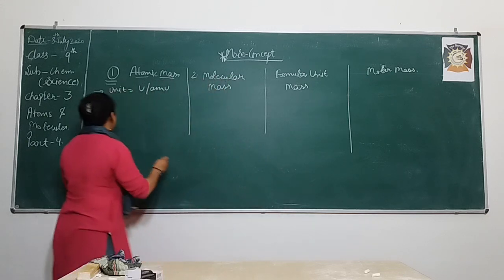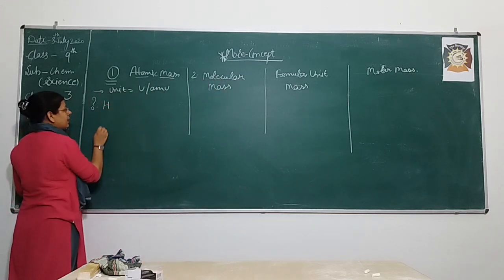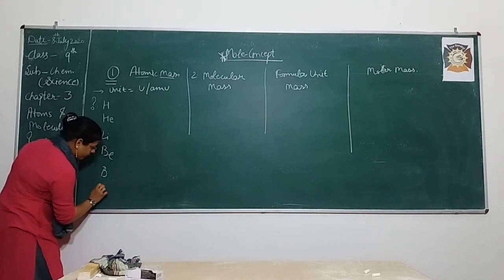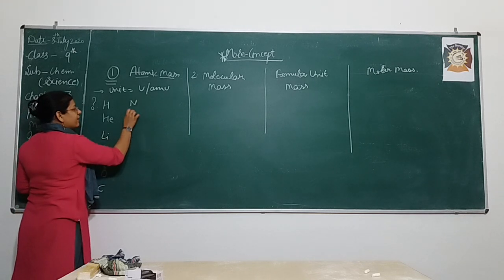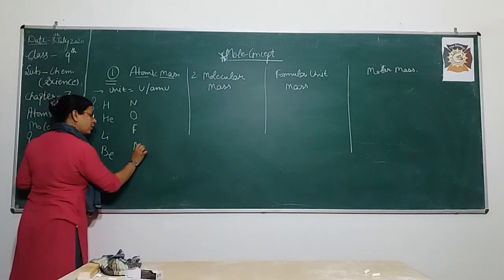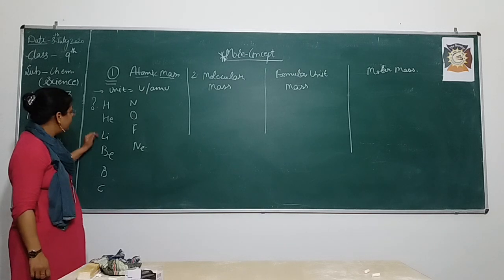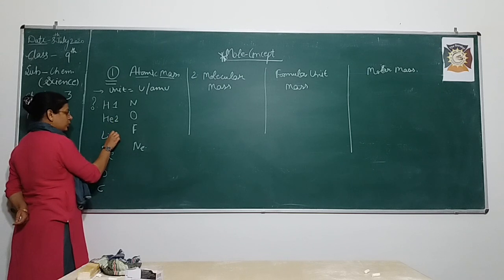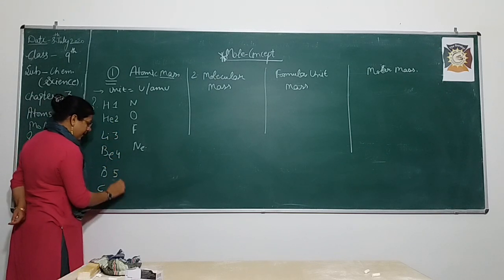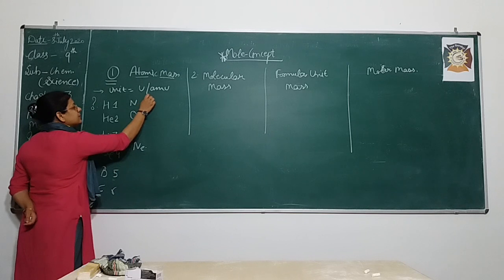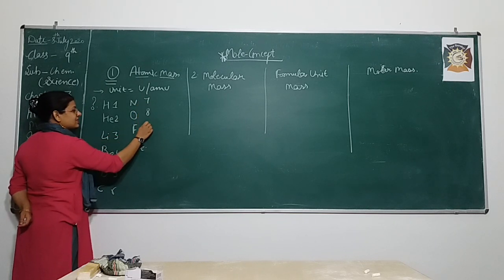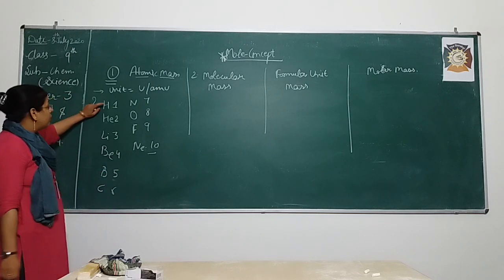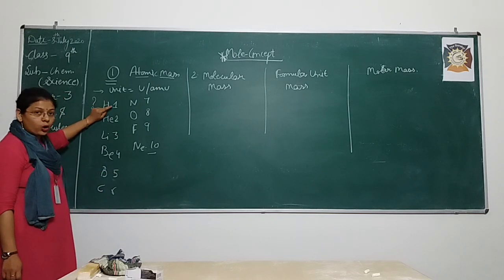Okay. So starting from hydrogen, helium, lithium, beryllium, boron, carbon, nitrogen, oxygen, fluorine, neon. I am writing it on the board from 1 to 10 only. Hydrogen atomic number 1, helium 2, lithium 3, beryllium 4, boron 5, carbon 6, nitrogen 7, oxygen 8, fluorine 9 and neon 10. Okay. So we have even as well as odd numbers.